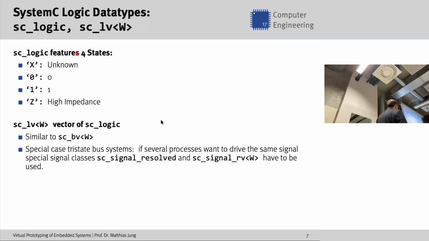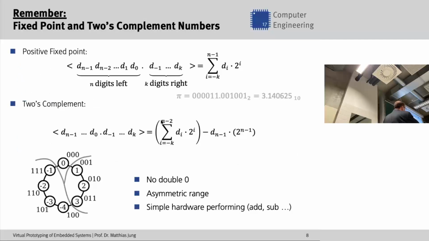Okay, and then we have the logic vector, which is then basically a vector of SC logic, and this is pretty similar to the bit vector. And so it makes also then sense to have this high impedance, for example, if you have a tri-state bus system or something like that, that also there the logic is computed correctly. Okay, but as I said, you can look that up in the reference manual also.